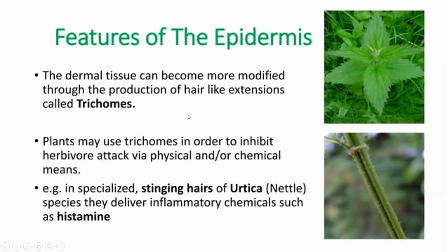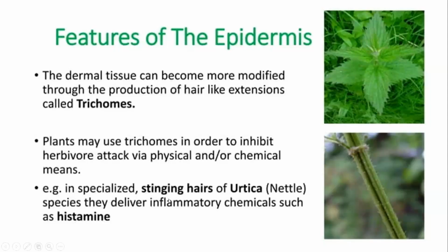Generally, on the outer side of the epidermis, trichomes are present, which are hair-like extensions. Plants may use trichomes to help protect themselves from enemies. They inhibit herbivore attack through physical or chemical means. Sometimes hard, spine-like structures help, and the chemicals secreted by these trichomes also help to inhibit herbivores.